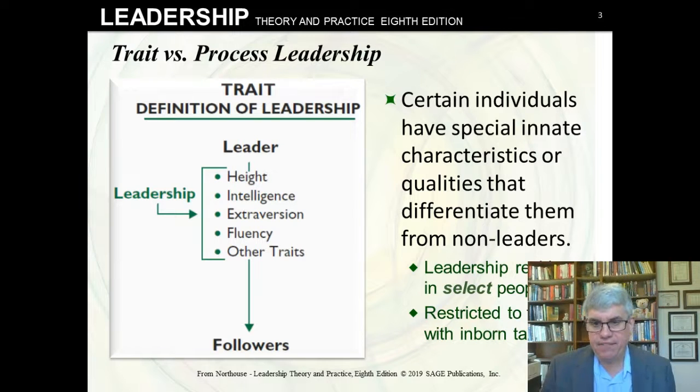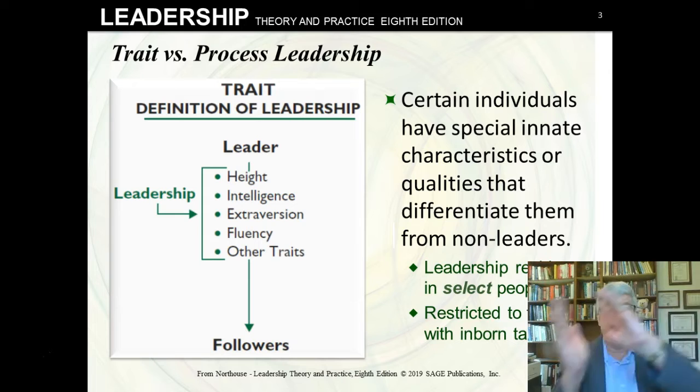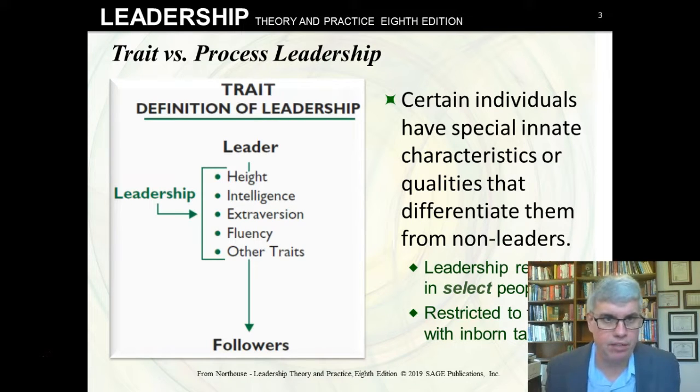So in this trait definition of leadership, there are certain individuals, and those are the leaders, and they have special innate or inborn characteristics or qualities that differentiate them from non-leaders. So there's the idea that some people are leaders, some people are not, and it depends on what their characteristics are. And these are called traits. So we can say that leadership resides in select individuals. That means some people have the traits necessary to be leaders, but others don't. And leadership is restricted to a small number of people, those with inborn talent.